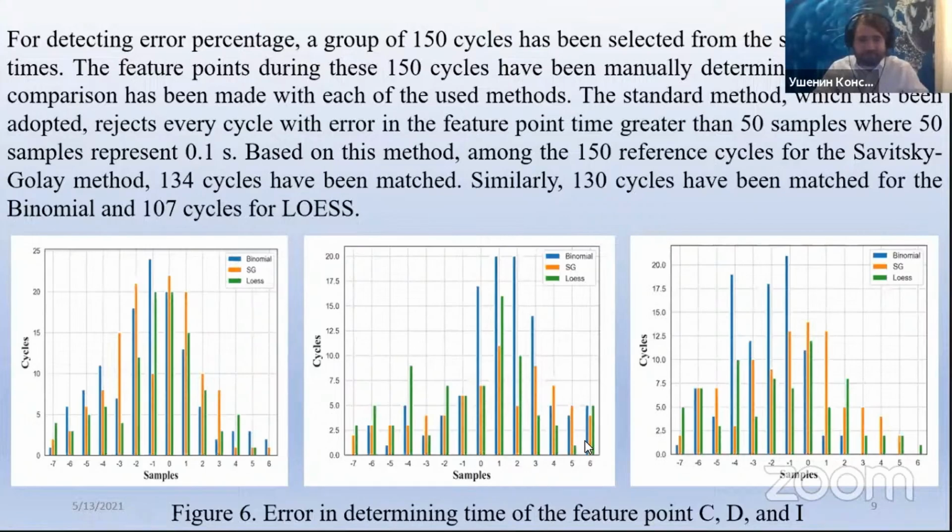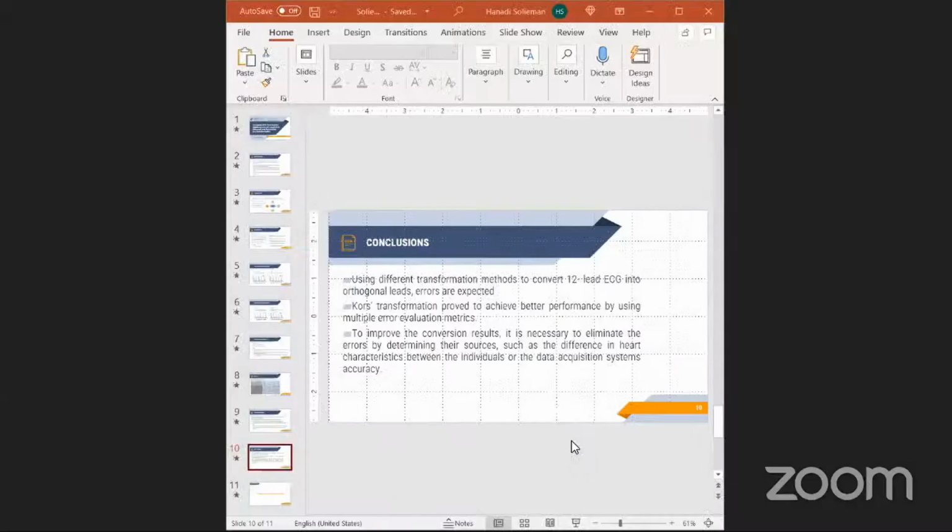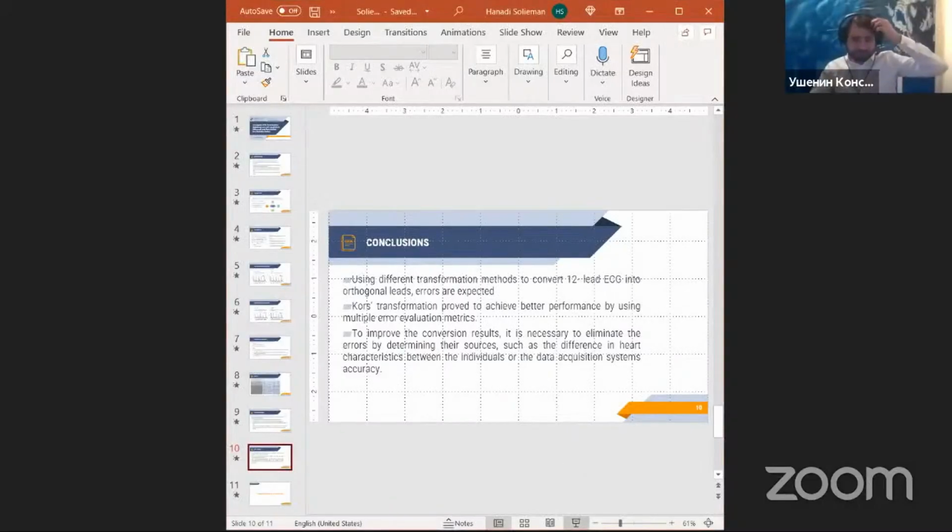Hanadi Soliman. Investigation of the transformation methods accuracy of 12 leads ECG to orthogonal leads using multiple error evaluation metrics. Okay, interesting topic. Let's start, please.